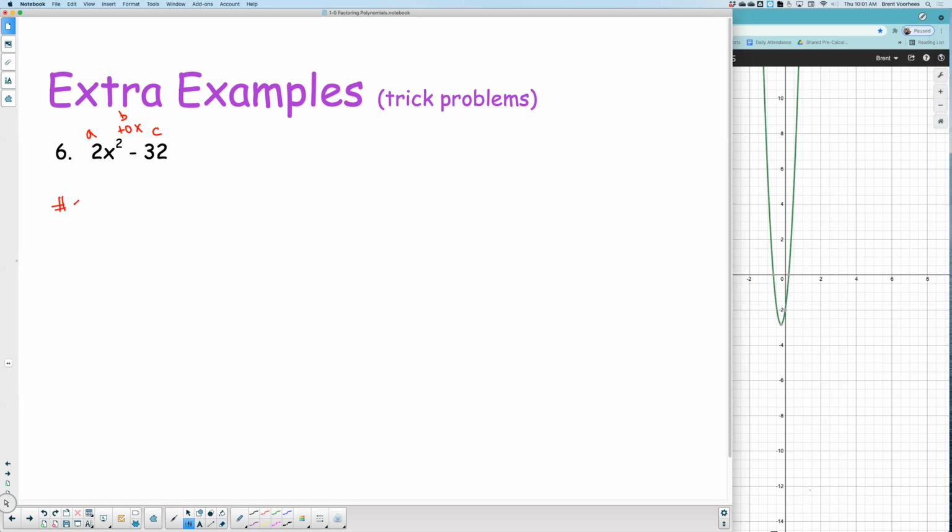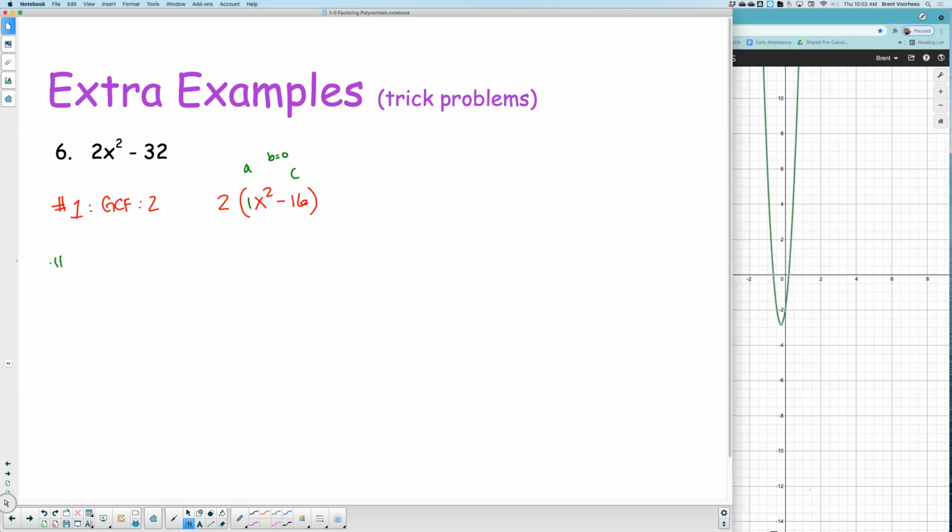Now, I'm going to go through a little bit faster because some of you might want to see a second method that's a little bit quicker if you're missing a B, and I'll show you that in a moment. But I'll go through normal. So here we go. GCF first. On this one, what is common between 2 and negative 32? 2. So I could factor out the 2. And so we would have 2 times x squared minus 16, which now means these values have changed. Now my A is 1, B is still 0, and C is negative 16.